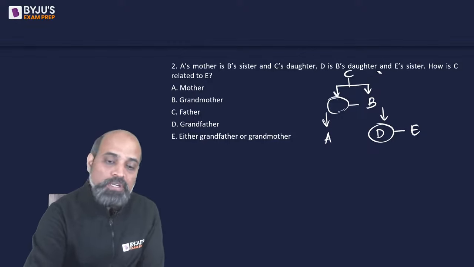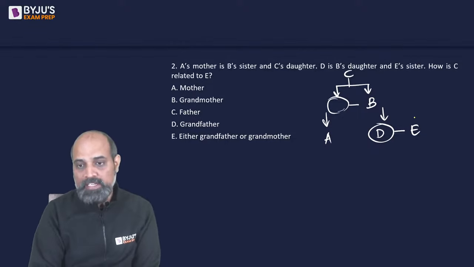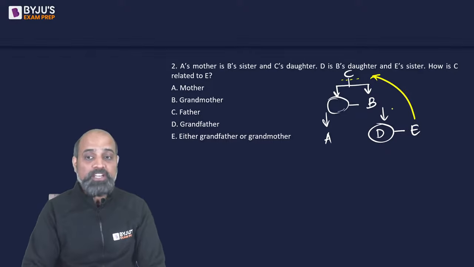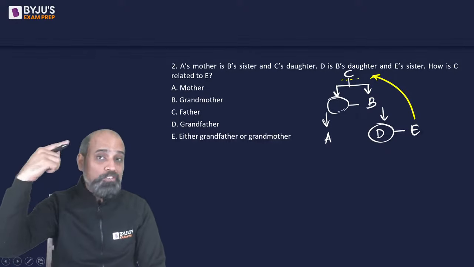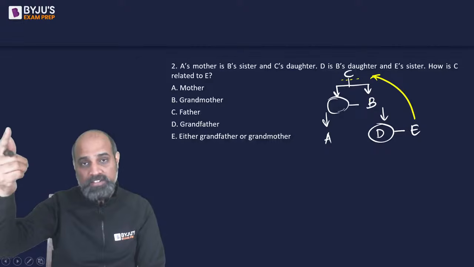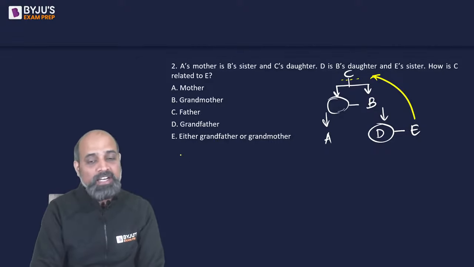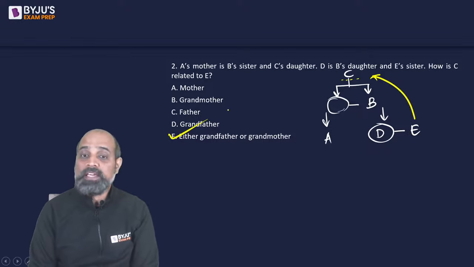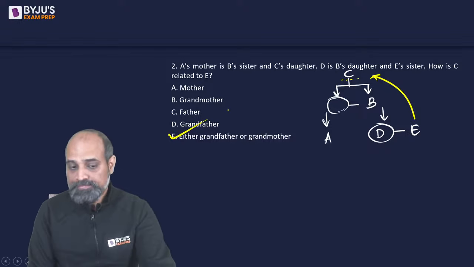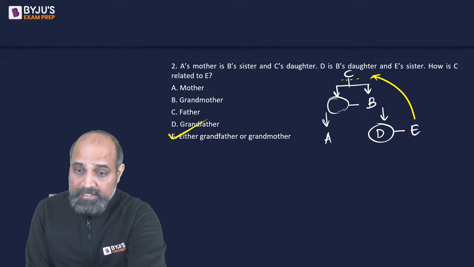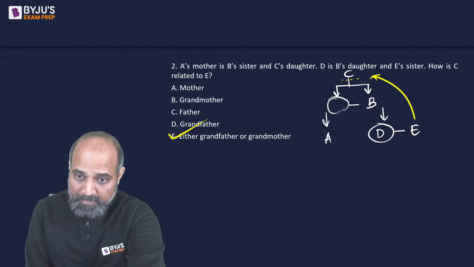E C ko kya kehkar bulayega ya bulayegi? Now the thing is, we don't know the gender of C. So we are pretty sure it's mother's or father's mother or father, right? So it's grandparent. So it's going to be either grandfather or grandmother, which is going to be grandparent, kyunki C ka gender nahi pata. Right? Good. Option A.